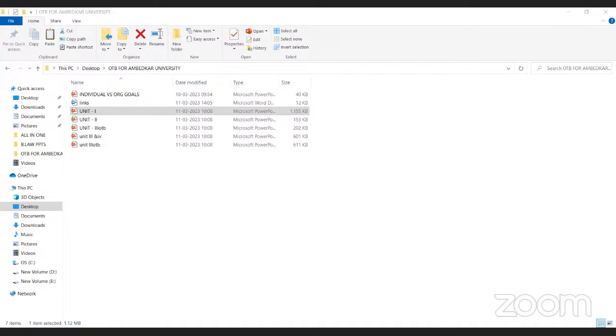Then we have one more topic, approaches to study organizational behavior. I don't have slides for these things, I'll explain them to you. There are two approaches. One is the human resource approach, and another one is the contingency approach.